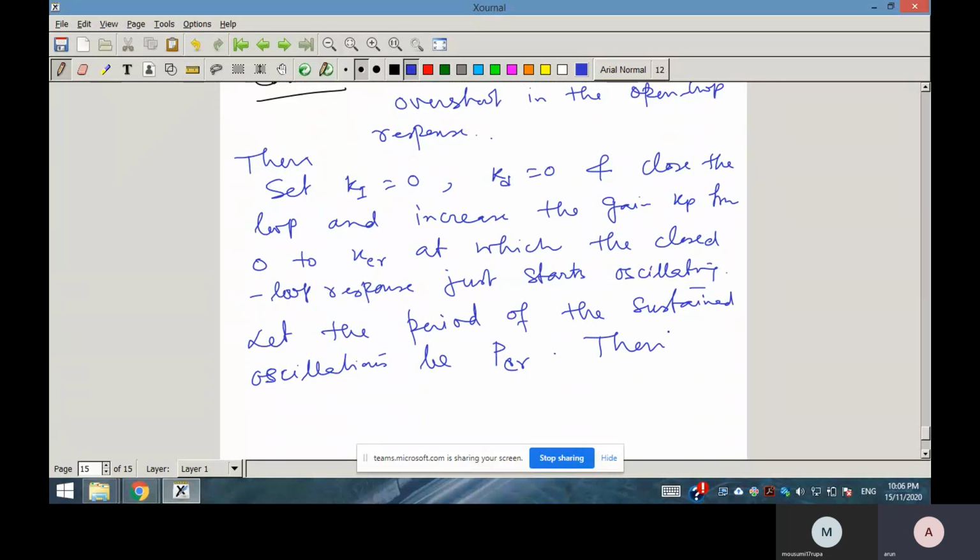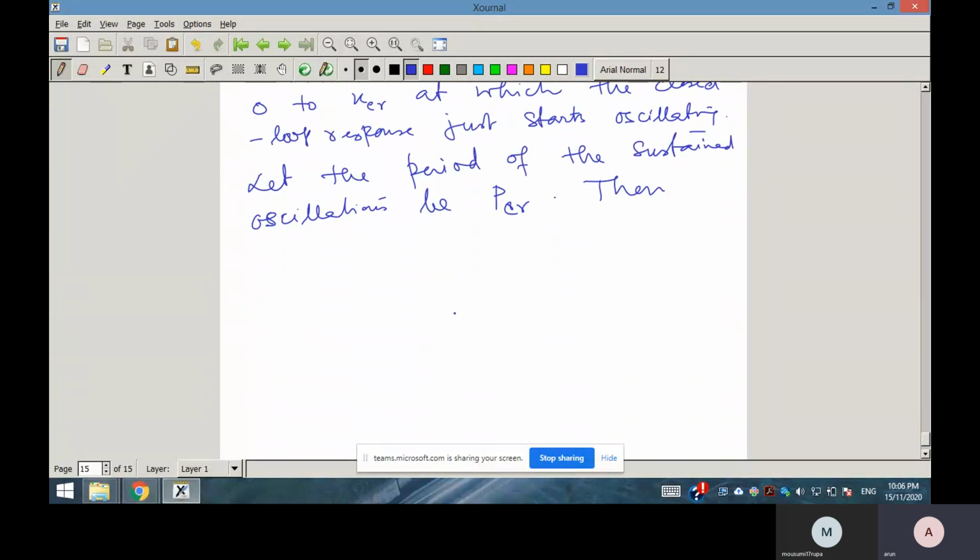Then what is the tuning rule? Then the tuning rule is like this. The controller type may be P. What is the value of Kp? What is the value of Ti? What is the value of Td? So suppose it is a proportional controller, the value should be 0.5 KCR, and this value should be infinity, and this value should be 0.